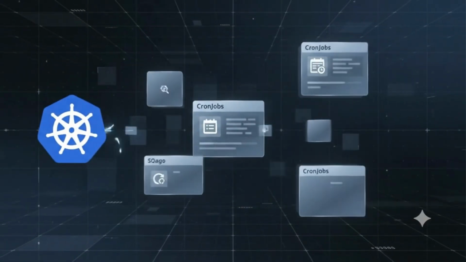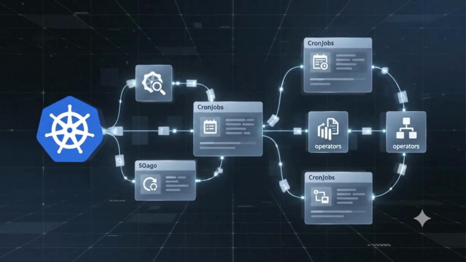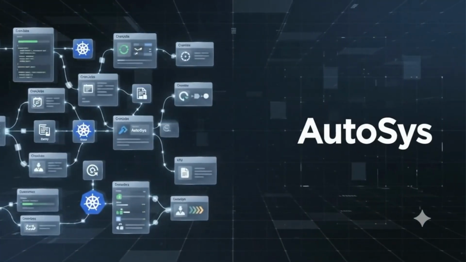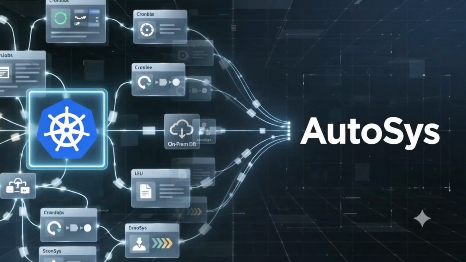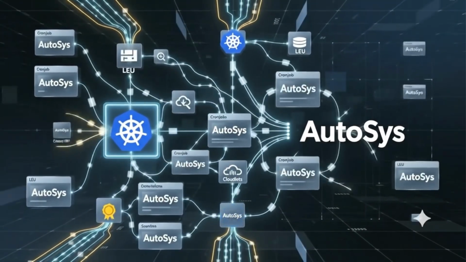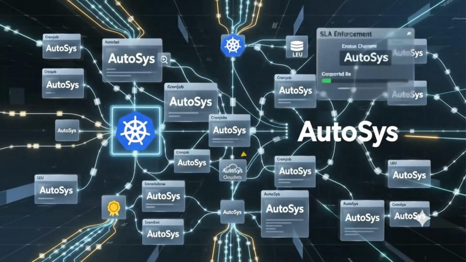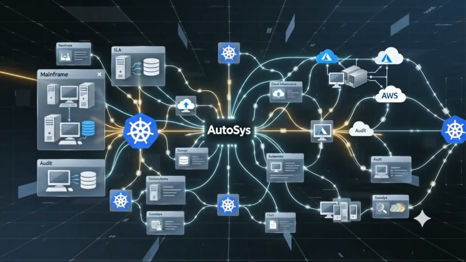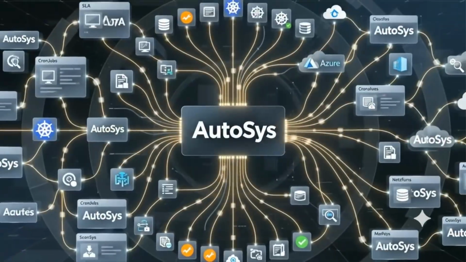More importantly, you've seen how this integration elevates Kubernetes beyond isolated container scheduling. By bringing Kubernetes jobs into AutoSys, your containerized workloads inherit the full weight of enterprise scheduling, cross-platform dependencies, SLA enforcement, centralized alerting, and a complete audit trail, sitting alongside every other workload in your environment regardless of platform.